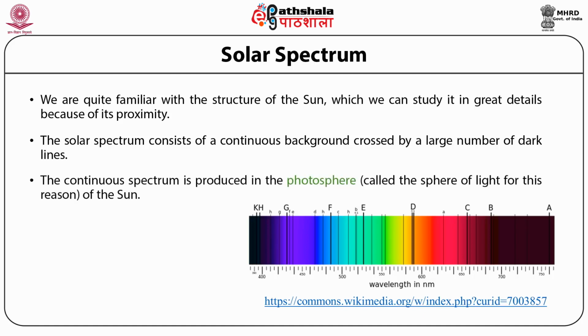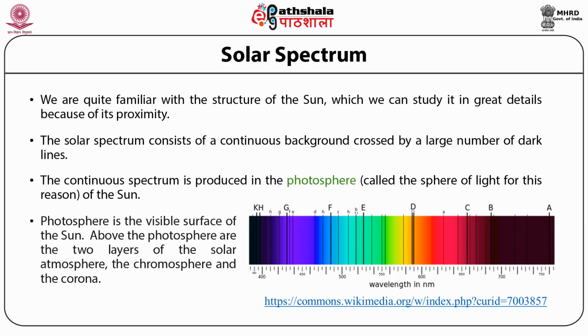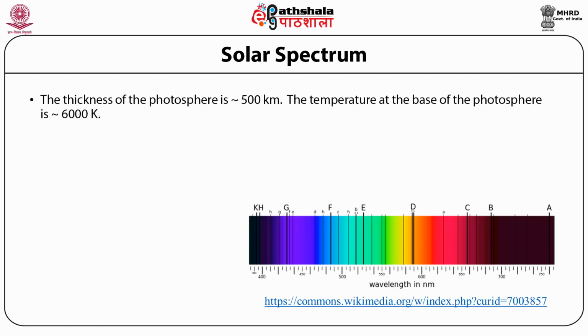The continuous spectrum is produced in the photosphere, called the sphere of light for this reason. The photosphere is the visible surface of the Sun. Above the photosphere, there are two layers of the solar atmosphere, the chromosphere and the corona. The thickness of the photosphere is around 500 kilometers.